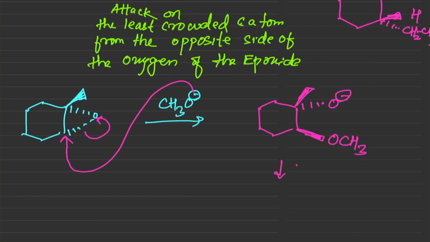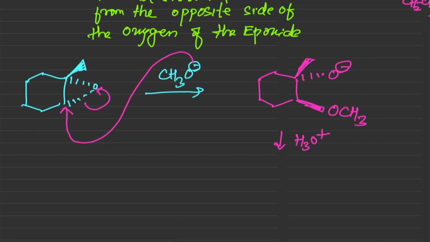And then we just neutralize it, H3O plus. When we neutralize it, nothing changes. The only thing that changes is our O negative becomes OH, and everything else stays as it is. Okay, so you can do this type of problem with the proper stereochemistry.